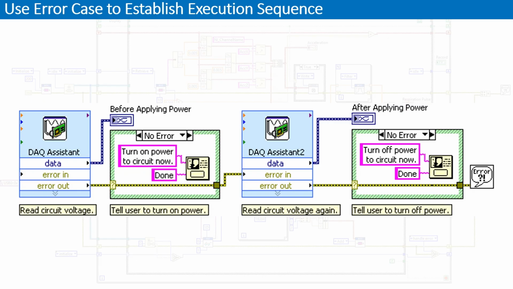However, if an error occurs at any point, the error cluster reflects this condition, and the subsequent operations are skipped. As a result, the second voltage measurement is not performed, the user is not prompted to turn off the power, and the error is handled by the final VI, which displays the error message on the screen.